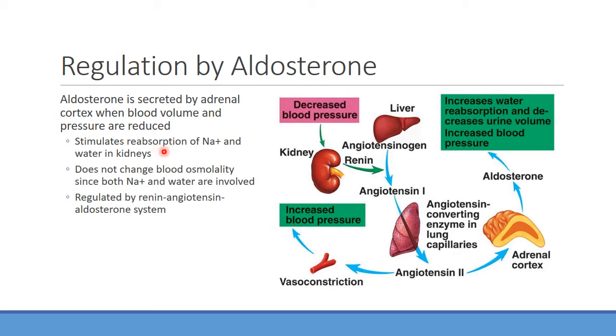Also, you're going to see a loss of potassium. In order to get that sodium reabsorption, you're going to end up losing potassium. So if a patient has hyperaldosteronism, they can potentially have hypokalemia, because they end up losing a lot of that potassium in the urine. And normally, because you're retaining sodium and water in roughly equal measure, it does not really change the blood osmolality. This is mainly regulated by the renin-angiotensin-aldosterone system, or the RAS system, as you may see it being called.